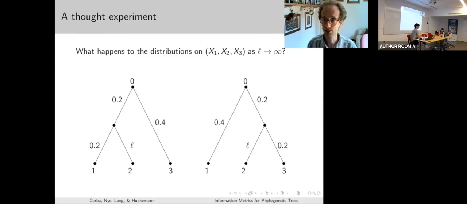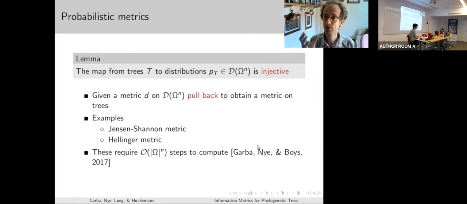So as L tends to infinity, we get the same distribution on letters at the leaves for these two trees. Let's think about what this means in terms of metrics. So I've got this distribution on letters at the leaves, and I'm going to write curly D to mean the set of all possible such distributions.